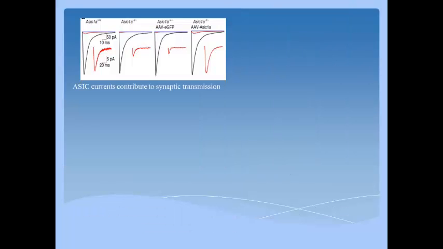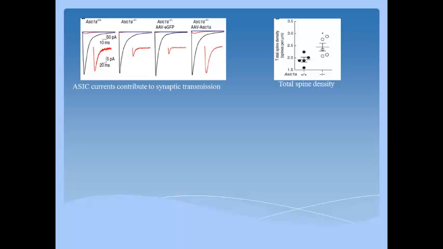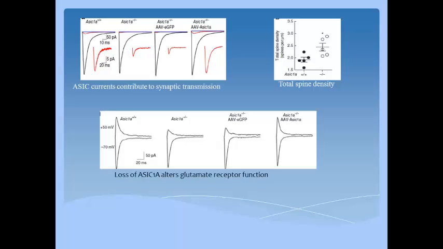What is the mechanism of action? As shown in this figure, ASIC currents contribute to synaptic transmission. ASIC1A disruption increases dendritic spine density.